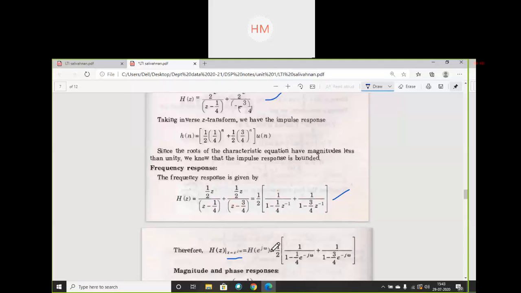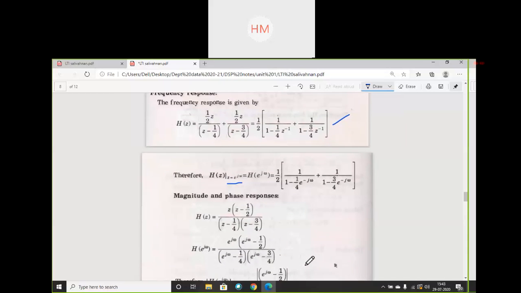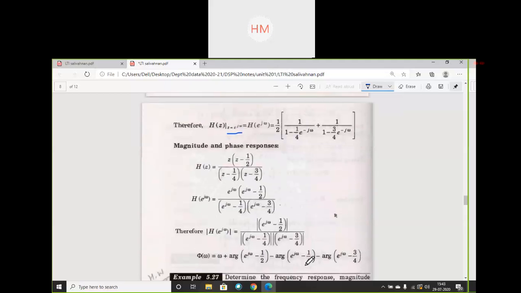So h of e j omega, half 1 upon this equation. Clear? Now magnitude and phase response. Directly here we haven't simplified because it is getting complicated. So we are directly writing the magnitudes of this. You can do this also. If it is easy, simplify it, or otherwise conclude it over here. Because it is not possible to simplify it.